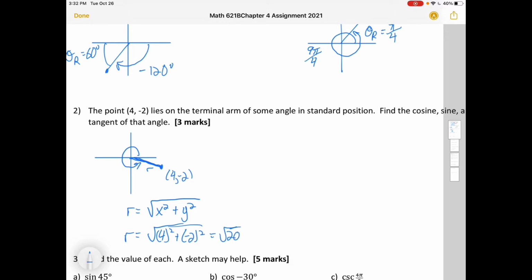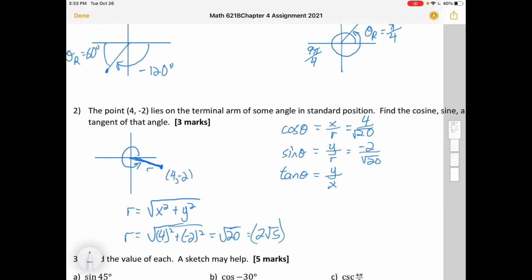You can reduce this if you want. Optionally, that's the same as 2 root 5. I'm okay either way. And then cos theta, sine theta, and tan theta just have definitions in standard position. Cos theta is x over r, sine theta is y over r, and tan theta is y over x. The main thing is that we get some appropriate values for these. So 4 over root 20, negative 2 over root 20, and negative 2 over 4.